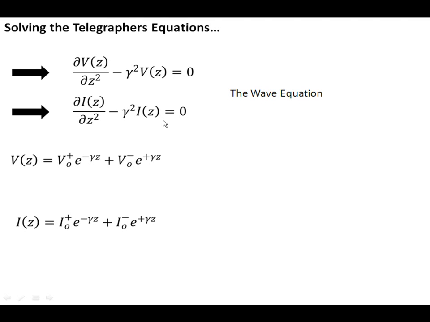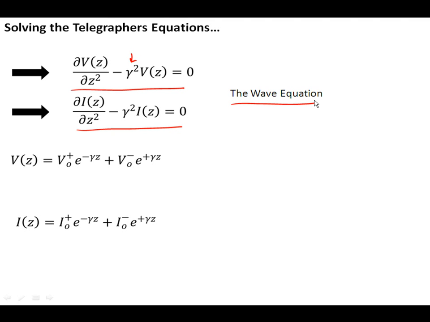The other thing is this form of the equation right here, where we have a second derivative minus some kind of unknown constant times the original value equals 0, is the wave equation. We're going to see this over and over and over again as we go through this material. And luckily, we don't even have to solve this differential equation. We know what the solution looks like, and it looks like this.